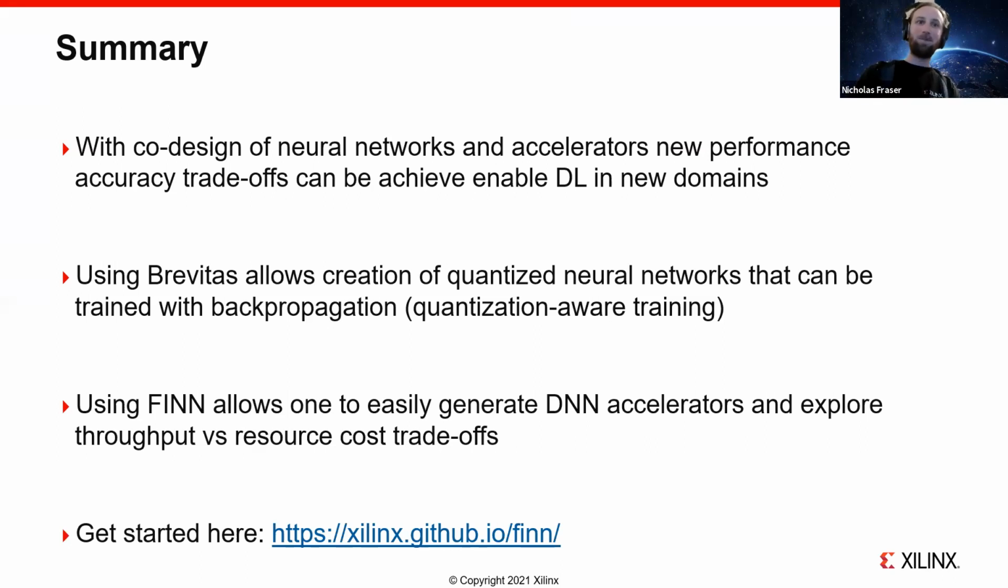You can also use our tools, which will help you do this in a very simple way, Brevitas and FINN. Brevitas lets you train highly accurate quantized neural networks with backpropagation. FINN lets you generate DNN accelerators and explore throughput and resource cost trade-offs. I highly recommend you go check it out if this sounds interesting. The link's down there. This is all open source.